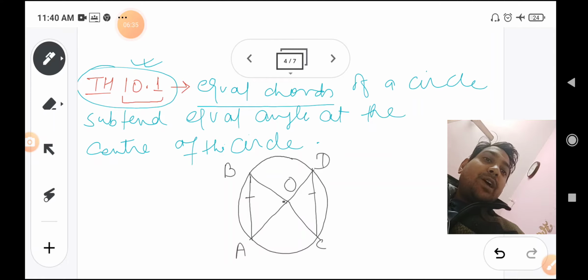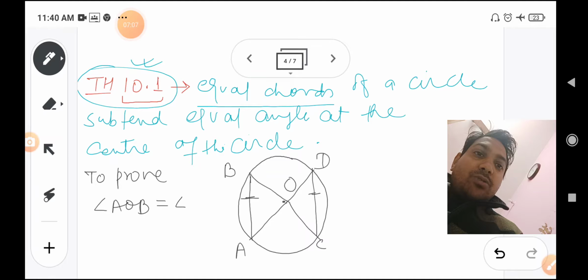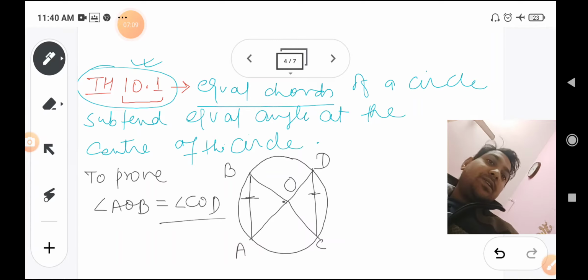So angle AOB is the angle subtended by the chord AB at center O. Similarly, angle COD is the angle subtended by chord CD at center O, right? Then we have to prove that if AB is equal to CD, then angle AOB will also be equal to angle COD. What we have to prove? To prove angle AOB will also equal angle COD, right?